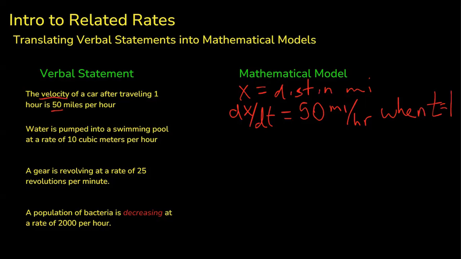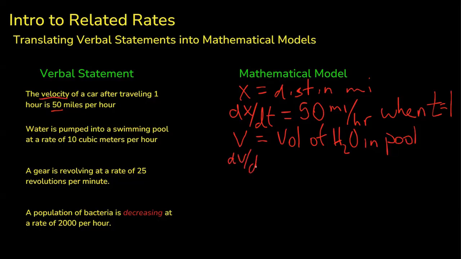The next one, water is pumped into a swimming pool at a rate of 10 cubic meters per hour. The function involved is the volume. So V would equal the volume of water in the pool. And then the rate of 10 cubic meters per hour, that would be dV/dt equals 10 cubic meters per hour.